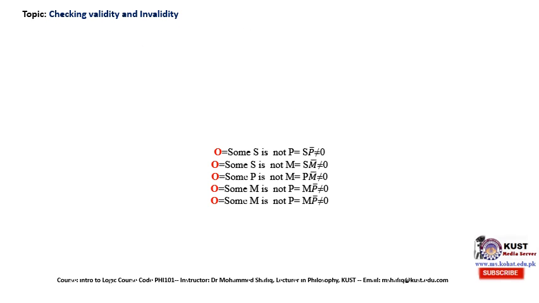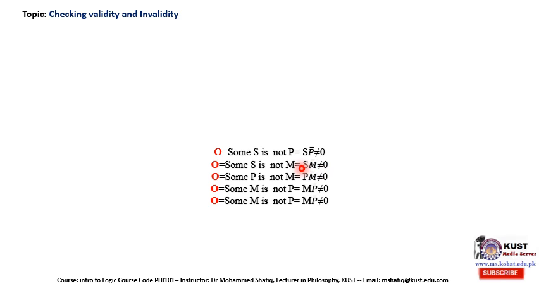Same would be the case with O proposition. In O proposition, if you remember, some S is not P. We have already discussed it. SP bar is not equal to 0. Now, some S is not M. SM bar is not equal to 0.